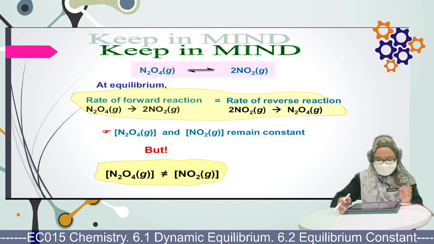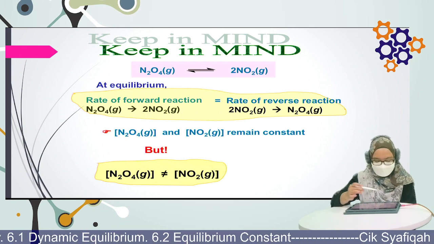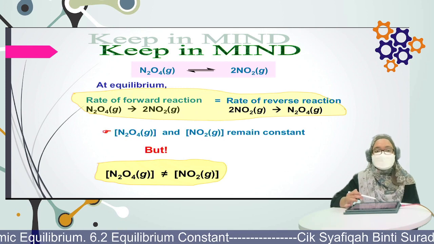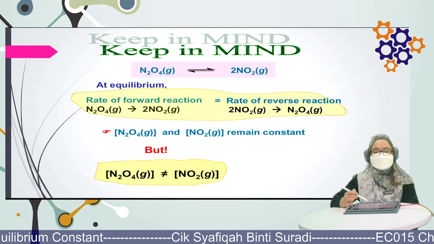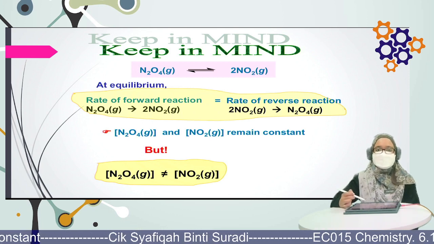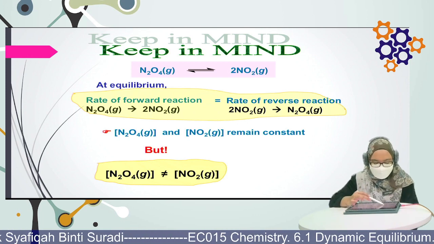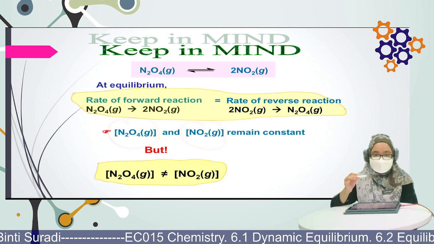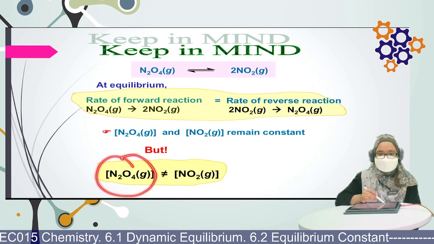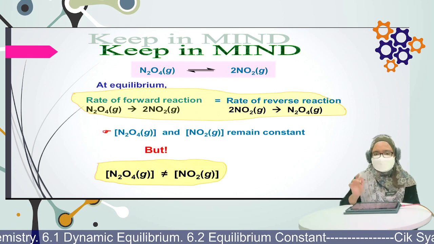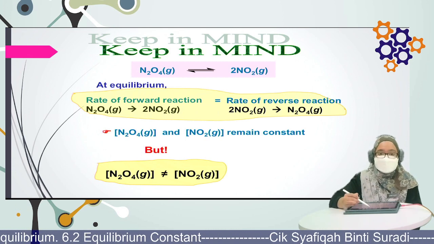Alright. Okay, so dekat sini dia bagi kita reminder lagi, okay, yang dia kata kat sini, walaupun rate of forward reaction dan juga rate of reverse reaction tu occurs at the same rate, okay, but yang constant hanyalah dia punya concentration, okay, concentration of reactant dengan produk tu yang constant. Tetapi concentration of reactant tak sama dengan concentration of product. Okay, so you have to keep that in your mind lah.